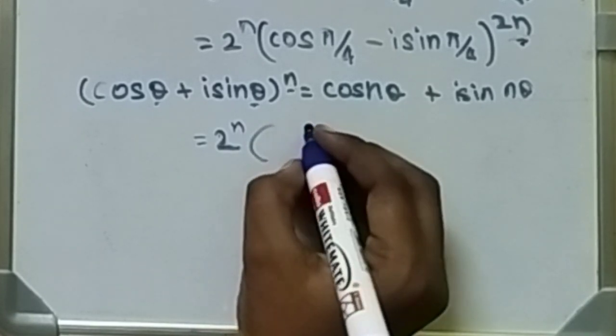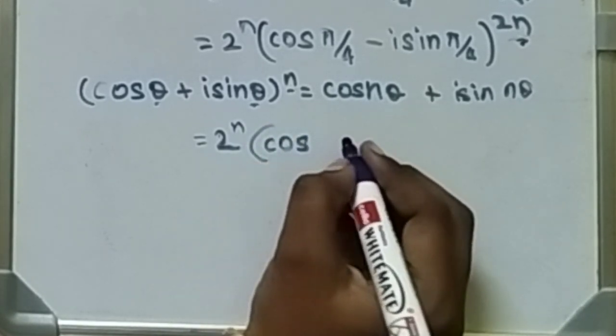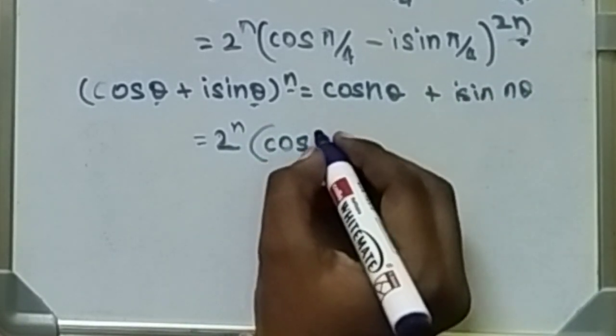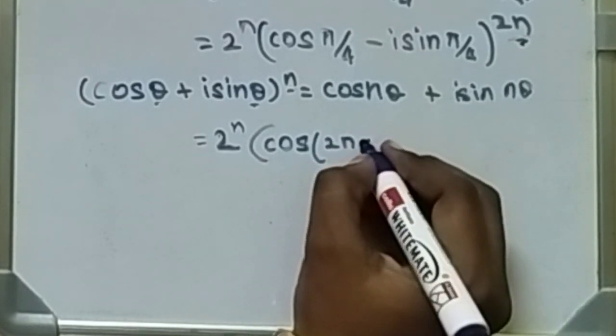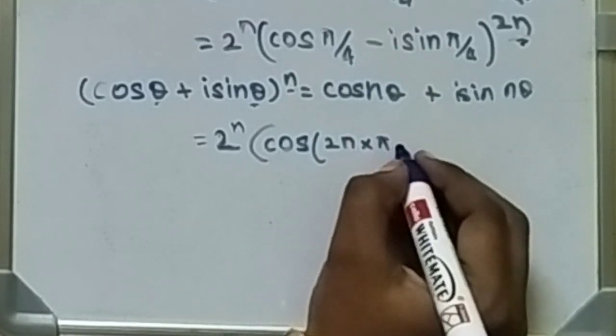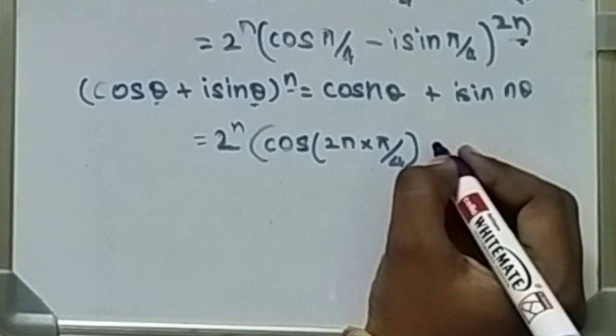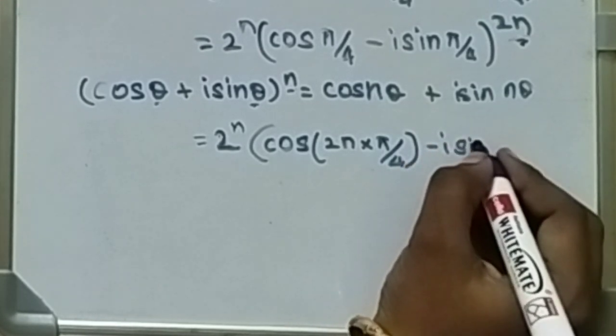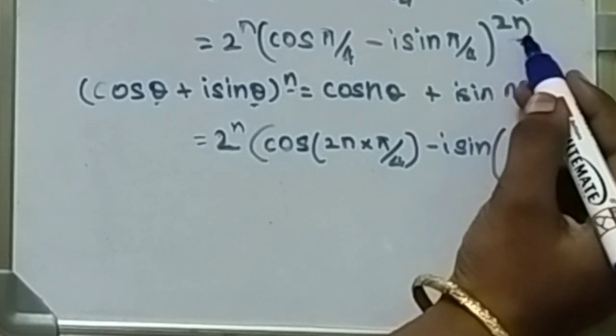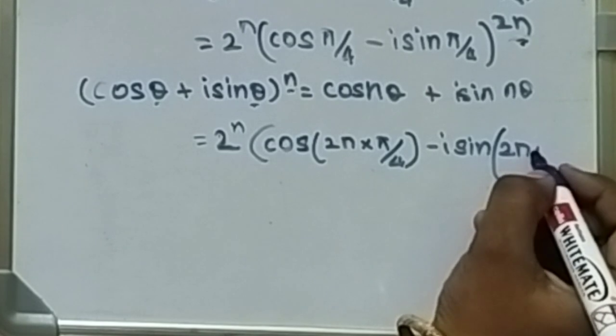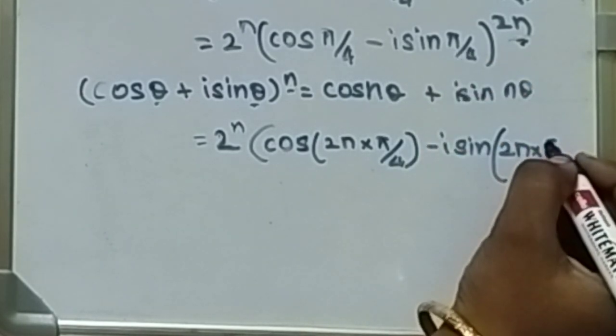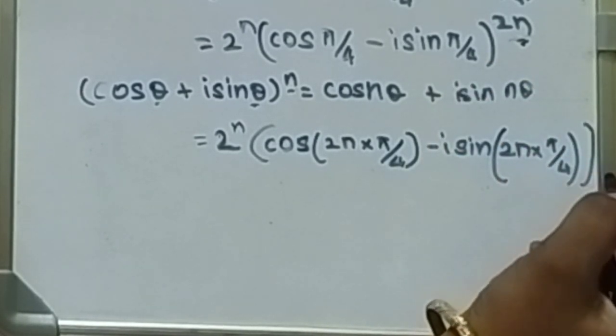So cos, what is the power? 2n multiplied by, what is the angle here? Pi by 4, minus i sin, what is the power here? 2n multiplied by, what is the angle here? Pi by 4, right?